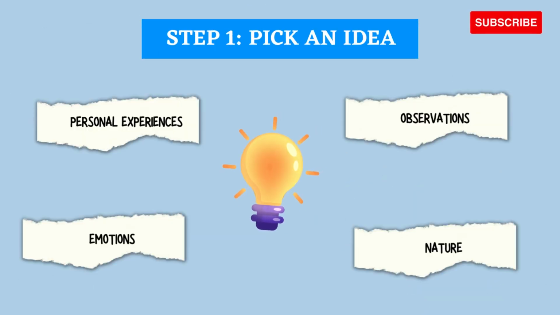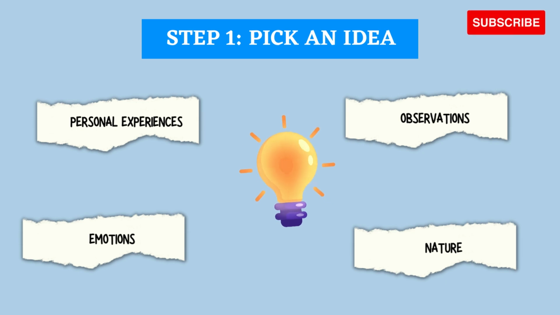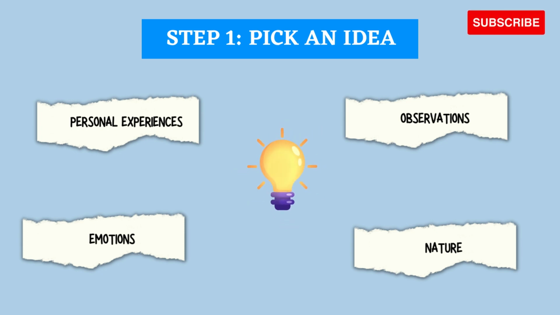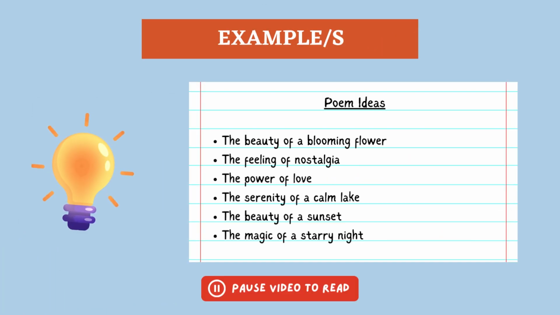Step 1. Pick an idea. This idea can come from various sources, such as personal experiences, observations, emotions, nature, or even abstract concepts, such as love or freedom. The idea you pick will act as a guide for your poem, helping you with the choice of words, imagery, and the overall message of your poem. Here is a list of some example ideas you can use.